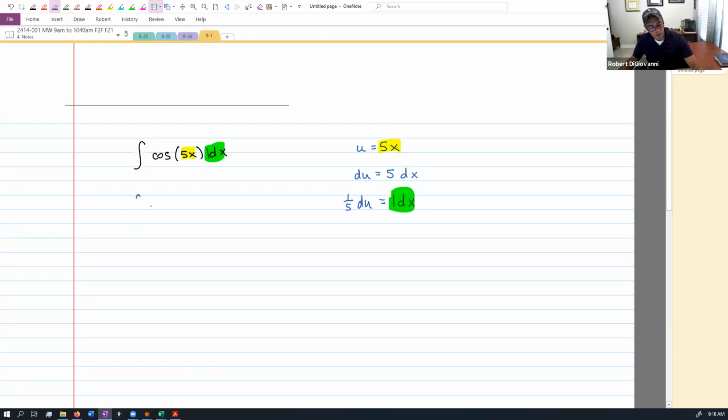And so when I rewrite the integral, it becomes cosine of u. And then the 1 dx becomes 1/5 du. The 1/5 can come out.